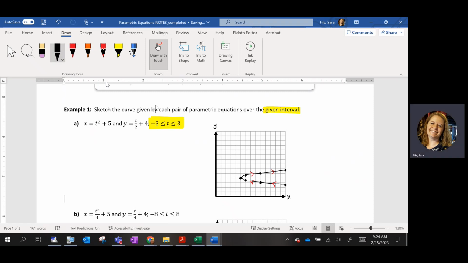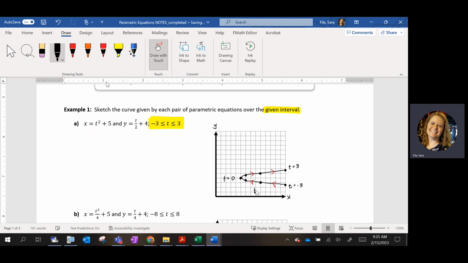And then I'm going to label some of my t values. So this is where t was -3, where we started. This is where t was +3, where we ended. And then all the points in between. You can label all of them if you want, or a few. This vertex was where t was 0.